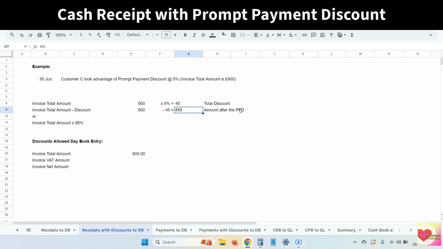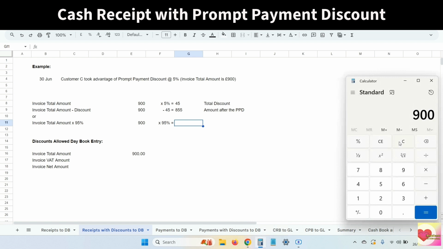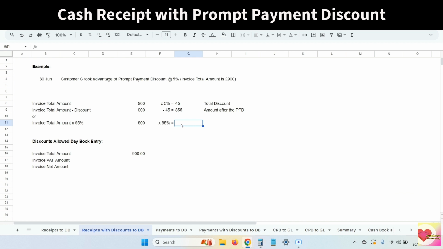Another way of calculating the amount after the prompt payment discount is by multiplying the invoice total amount by 95%. So why 95%? Because the customer won't be paying us the 5% of the invoice because that's the discount. So they will be paying only the remaining 95% of the invoice. So it's 900 times 95% or 0.95, and we should get the same amount, 855. And this is the amount after prompt payment discount, the amount paid by the customer, and the amount that should be entered into the cash receipts book.